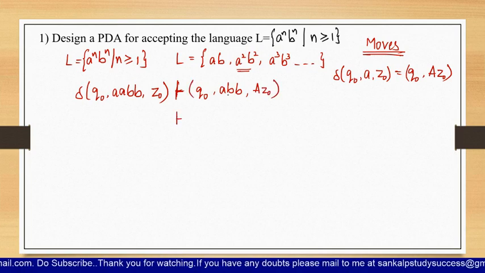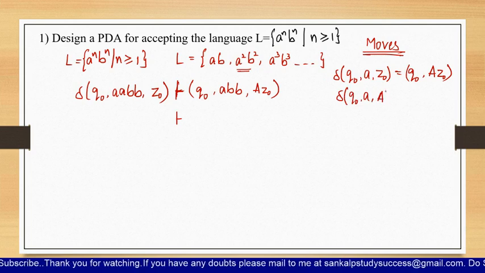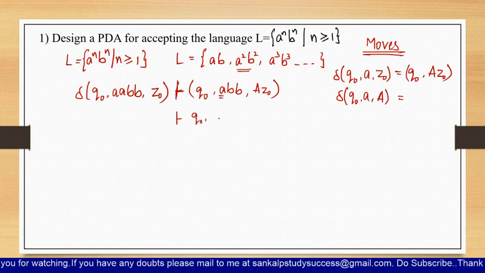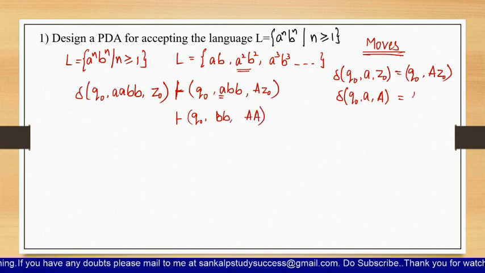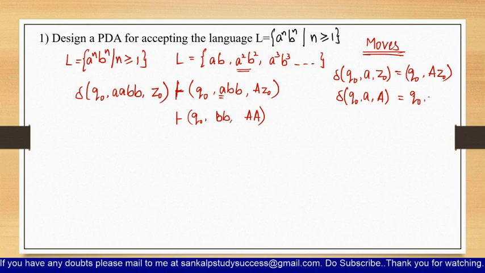Now we are in Q0, A and A. There is no move for Q0, A and A. Let me write it here, Q0, A and A. We need to write the move, and there is one more A which we are going to process. That means we are going to push another element A, that is Q0, comma A, and A. Because here from Q0 we are going to the same state and we are pushing another element A.